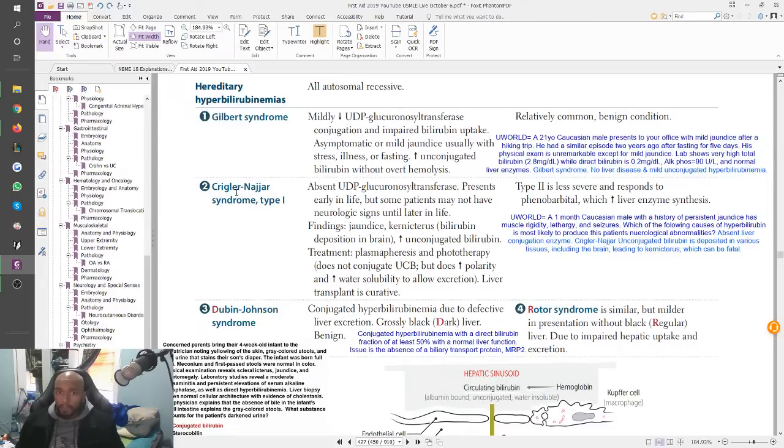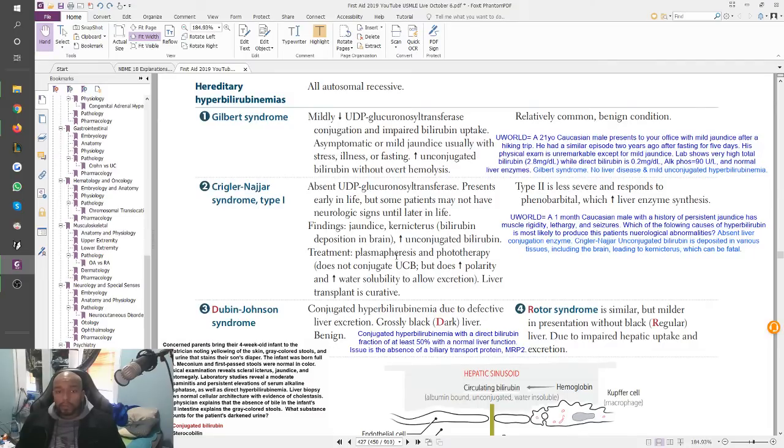Crigler-Najjar is pretty bad, right? It's absence of that enzyme. You don't have it at all, right? So you get jaundice, kernicterus, very high unconjugated bilirubin. Some patients may not have neurologic signs until later in life.